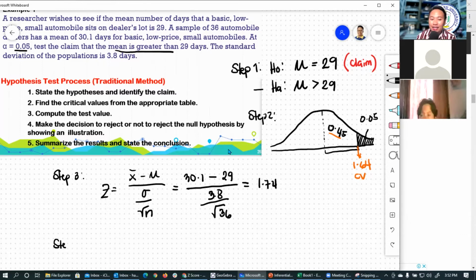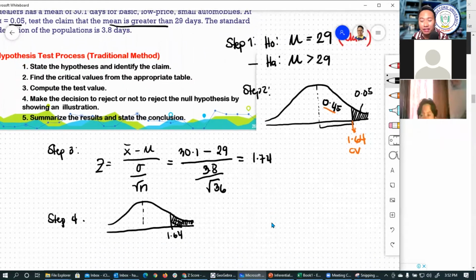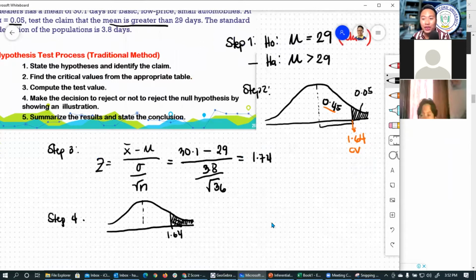Step 4, guys, is connected to step 3. Okay? Step 4, make the decisions to reject or not to reject the null hypothesis by showing an illustration. So I'm gonna redraw the illustration that we did in step 2. So that's gonna be something like this. And then this is 1.64 here. Yeah, this is the rejection area. Okay. Now, on your step 3, guys, where do you think does 1.74 land? Or where do you think does 1.74 belong to? Is it in the rejection area or acceptance area?